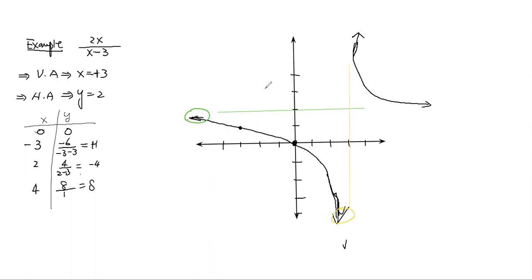That's what your function will look like. In the same way, this end is going to approach the horizontal asymptote, and this end is going to approach the vertical asymptote. That's what the graph will look like. So remember, it's pretty easy here, the three things: the horizontal asymptote, vertical asymptote, and the holes.